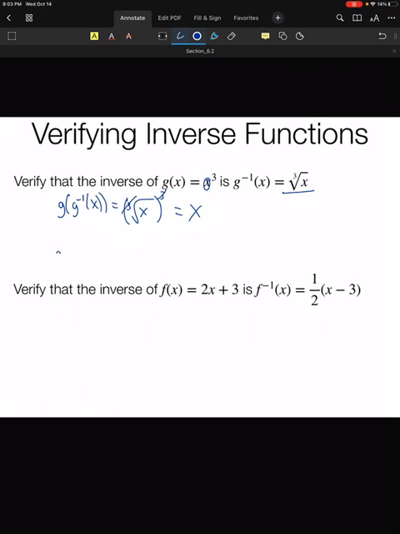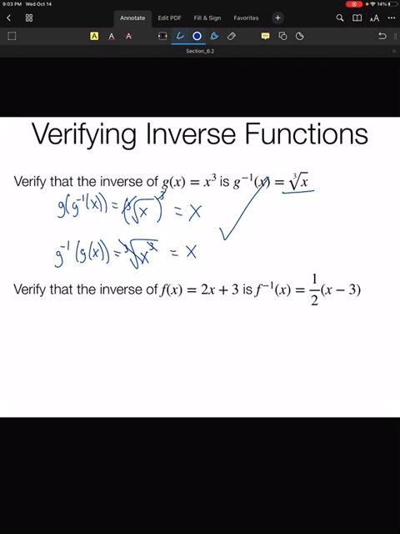Then I'm going to do the same thing with g inverse on the outside: g inverse of g of x. What does that equal? I place the entirety of g into wherever I see an x in g inverse. So that's the cube root of x cubed. Again, the cube root and the cube cancel each other out, and I do indeed get x. So they are inverses because both of those composite function calculations work out.